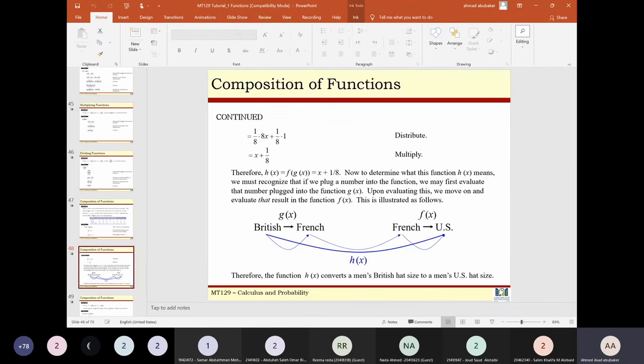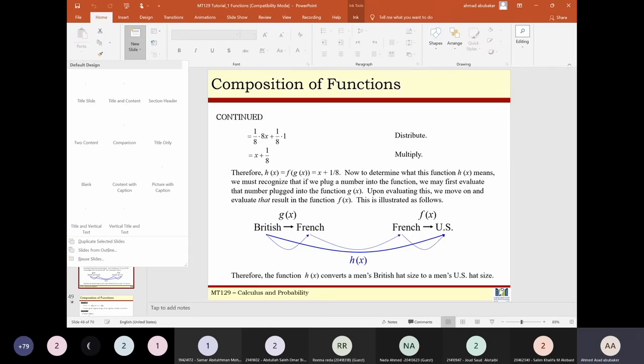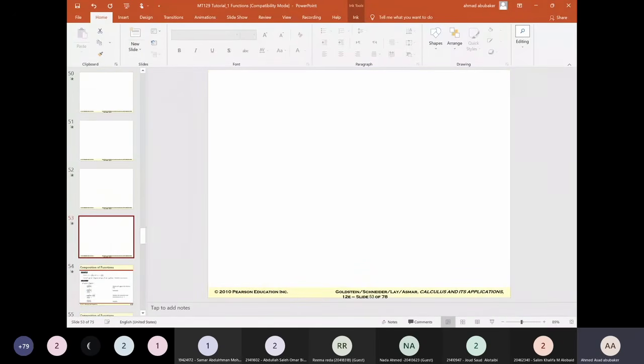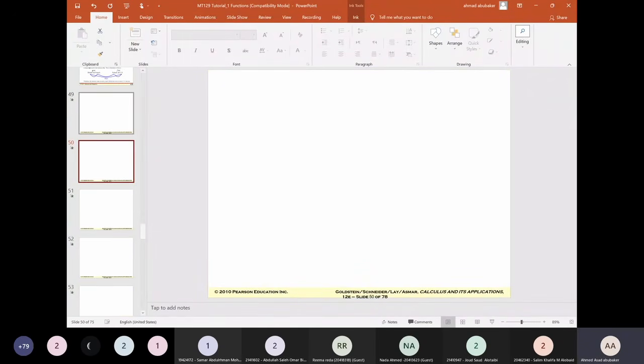Inshallah, in this lecture we will start with composition function. Composition function means we need to substitute function inside function. For composition function, we denote the composition function by this. Now, composition function.